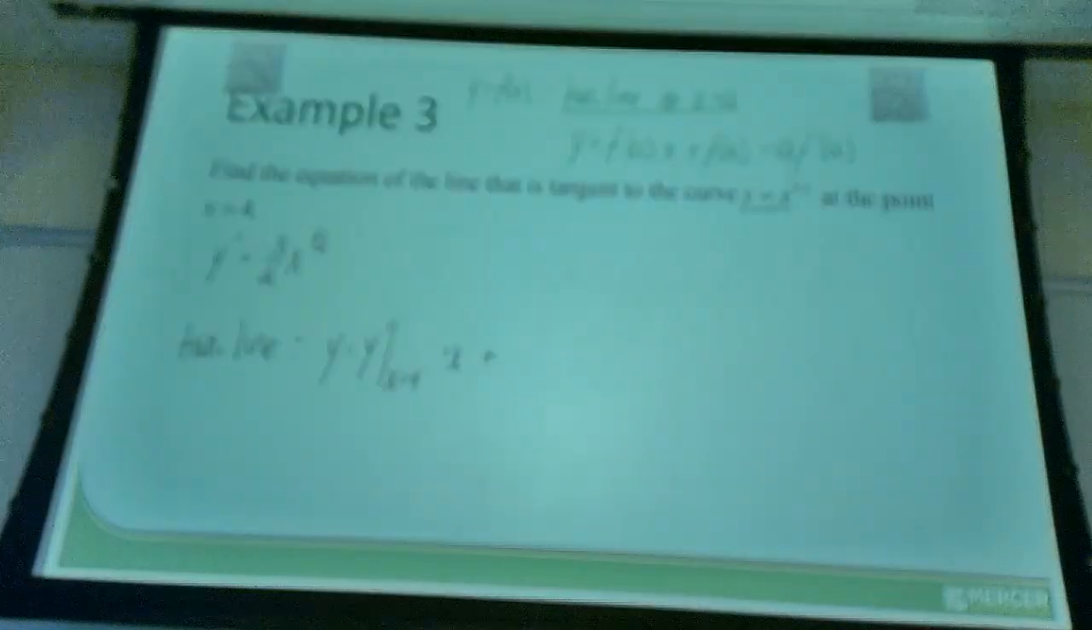Plus f of a is just y evaluated when x is 4, minus 4 times y prime when x is 4. Doing this also to show off that notation.